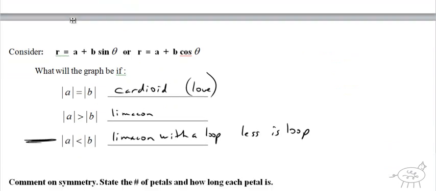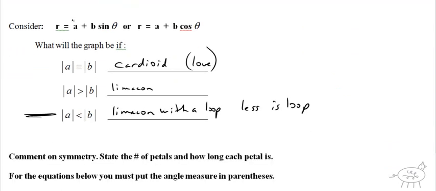So let's come down here. Limaçon, if A is greater, so this is a limaçon without a loop. So greater is get out of here, loop. Get out of here, loop. It's very scary. All right.